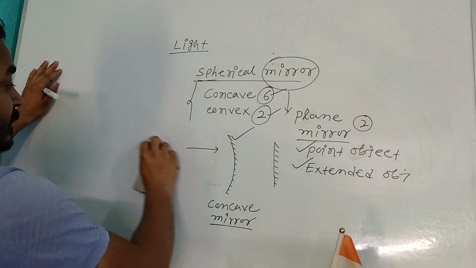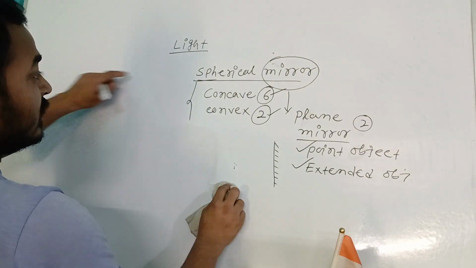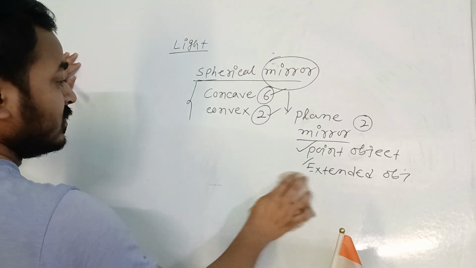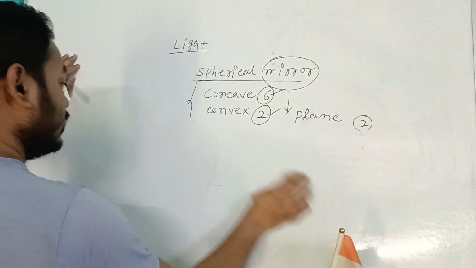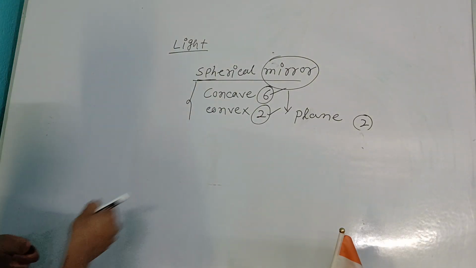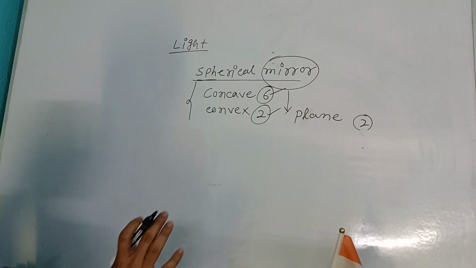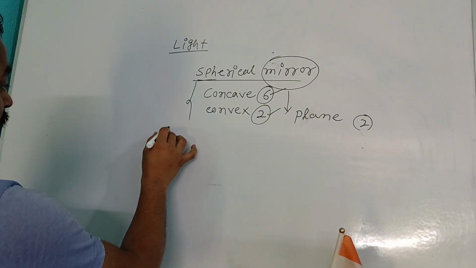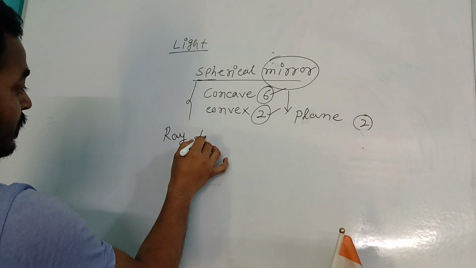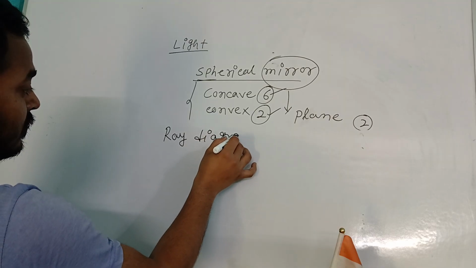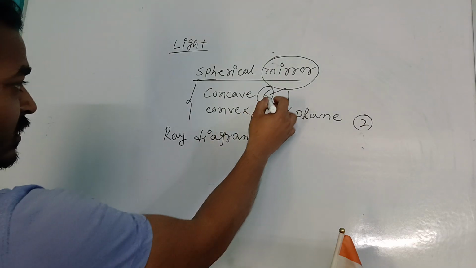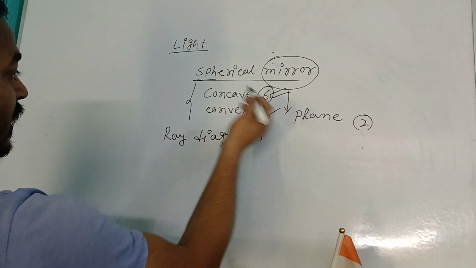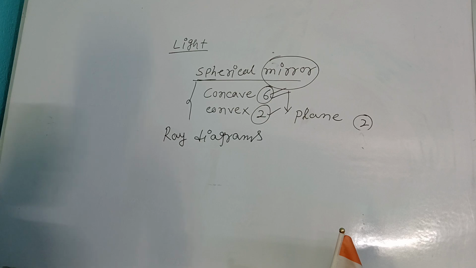Now next, see what is written: spherical mirror. Let me complete the topic as planned. What we have to learn is spherical mirrors, concave and convex. We have to discuss ray diagrams: total 6 ray diagrams for concave and 2 ray diagrams for convex.